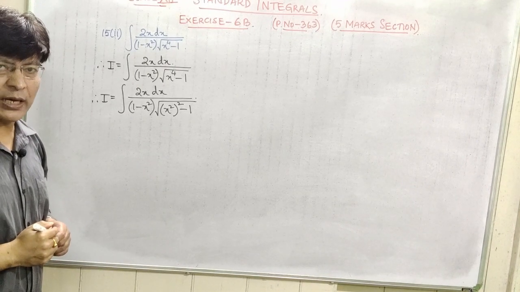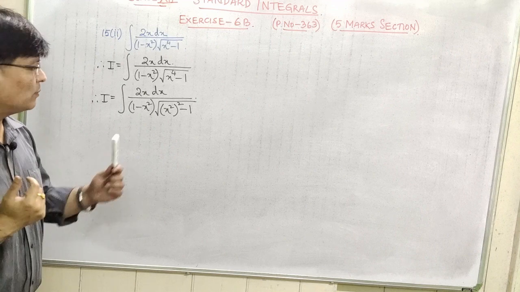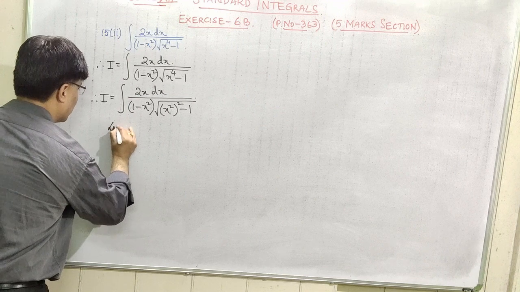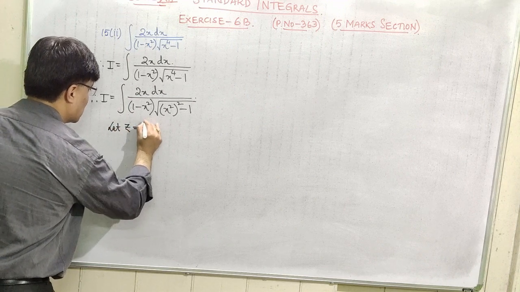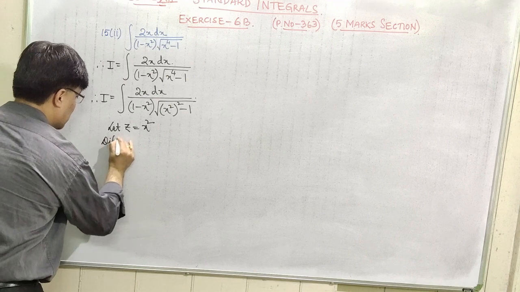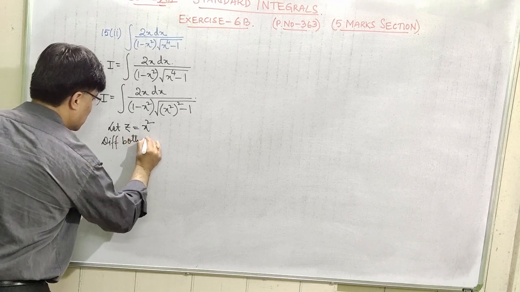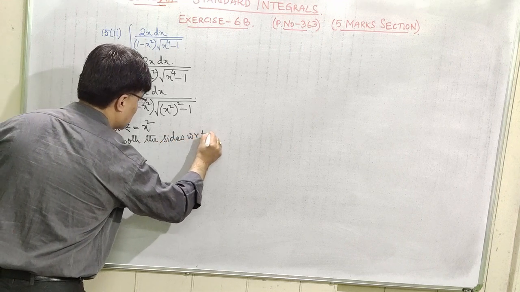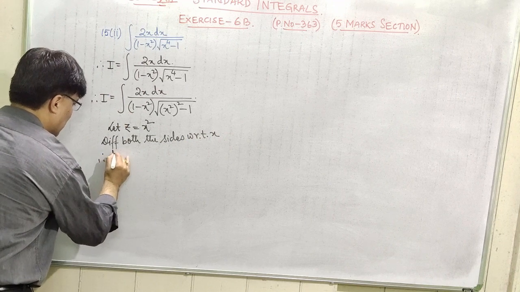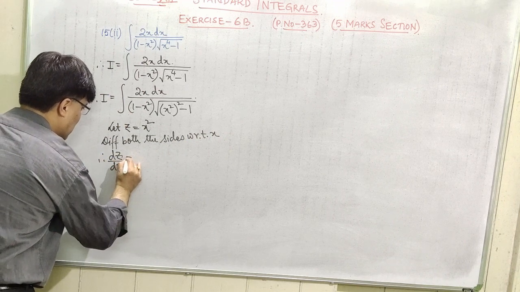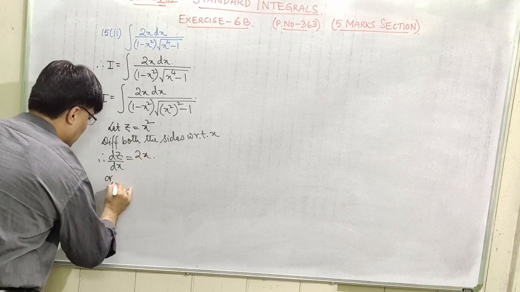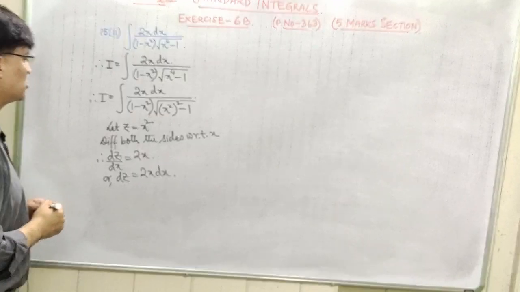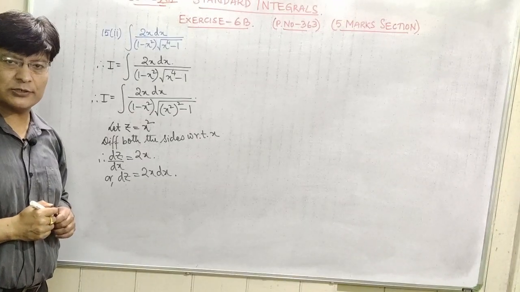Okay, so what will you do now? Let z is equal to x square, because the differentiation of x square is what? 2x. So let z is equal to x square. So let us write here, differentiating both the sides with respect to x. So what do we get? dz by dx is equal to 2x. Now let us cross multiply it. dz is equal to what? It is 2x dx. So I think you have understood it.